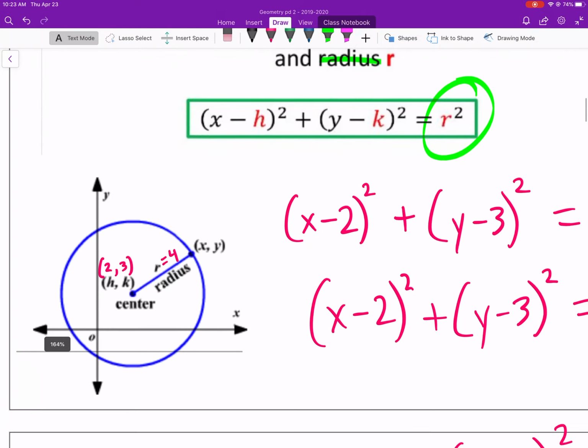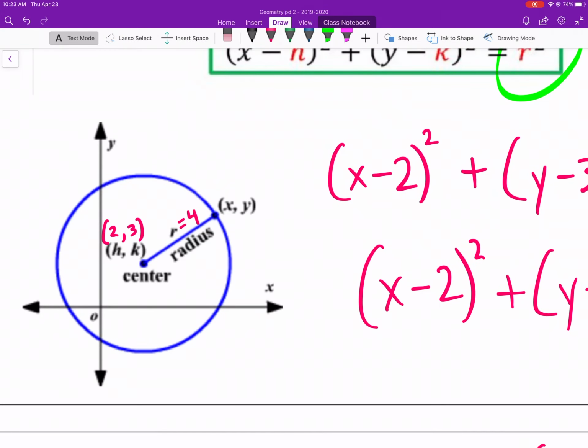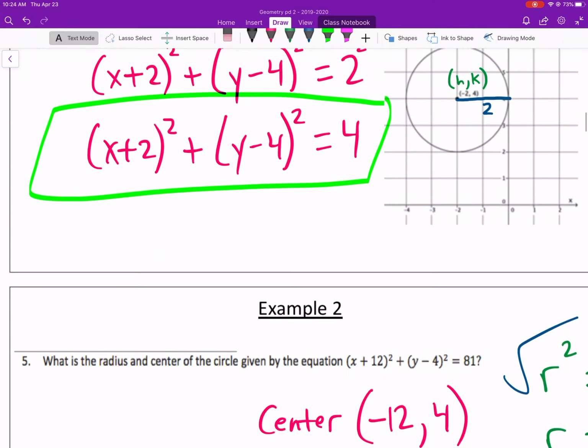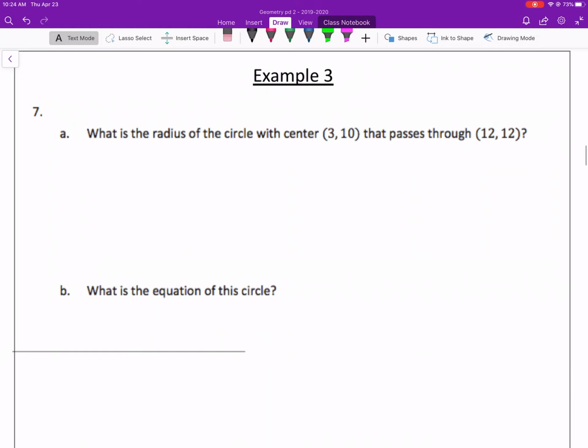So if you look, what is x, y in the equation? x, y is any point. It's any point on the circle. So it could be this point on the circle, this x, y, this x, y, that x, y. It could be any point around the circle. So if you substituted x and y, it would satisfy the equation. The equation would be balanced. It would be like checking your solution. But essentially, the center is always acting as h, k.